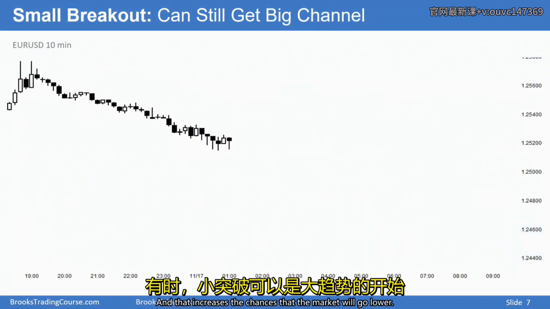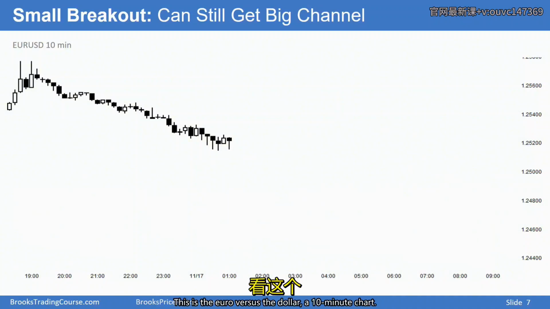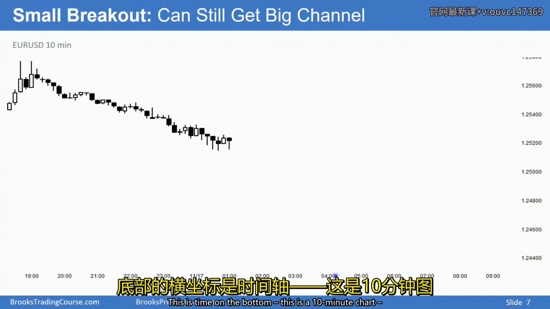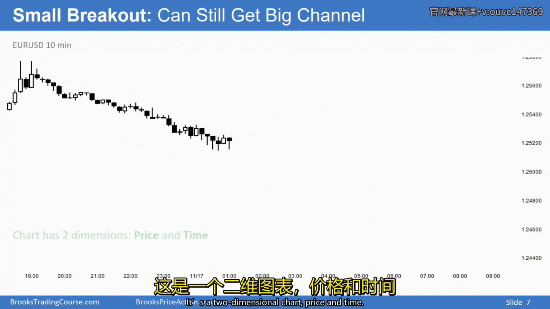Sometimes a small breakout can lead to a big trend. This is the euro versus the dollar, a 10-minute chart. Now look at this. There's time on the bottom, and price on the vertical axis. It's a two-dimensional chart, price and time.